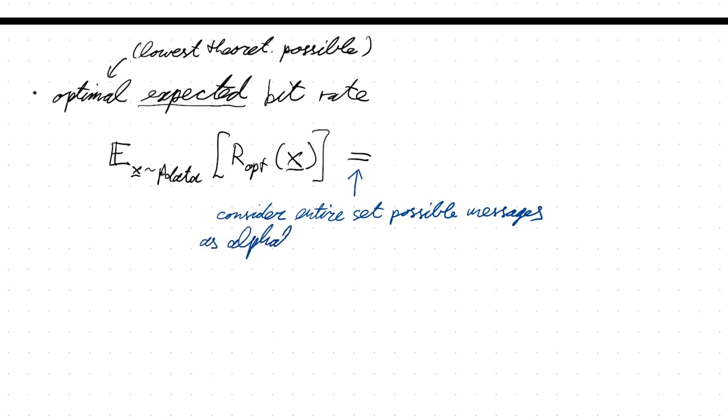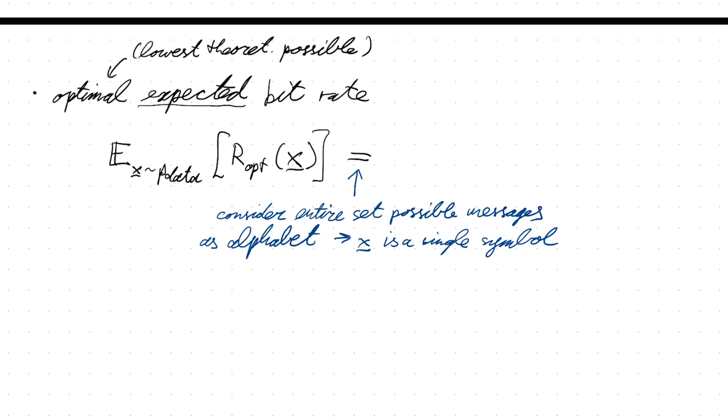Which will probably be a very giant alphabet. If you think about image compression, your whole alphabet is all possible images that you could possibly have. So this is not really a practical symbol code. You would have to construct an enormous code book, but at least it means you can apply all the theory that we've learned about symbol codes. In this setup, the message X is now a single symbol from this giant alphabet.